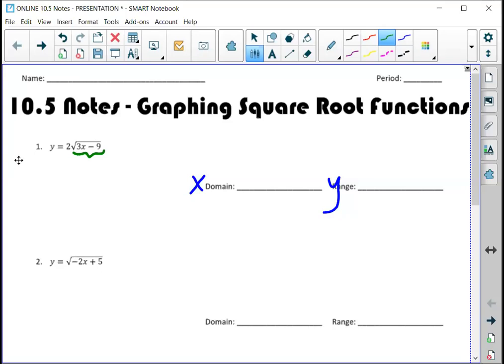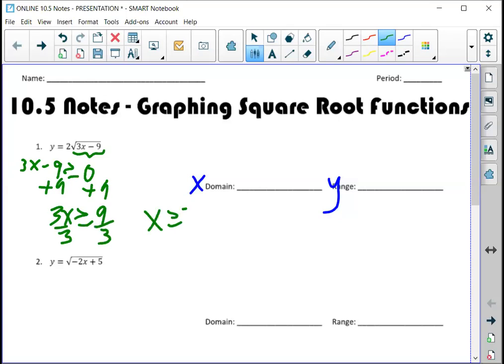We're going to take the stuff under that radical, 3x minus 9, and just set that greater than or equal to 0 to represent it not being negative. Then we're just going to solve that, and that's actually going to directly give us our domain. So we're going to add 9 to both sides to get 3x is greater than or equal to 9, and then divide both sides by 3 to get x is greater than or equal to 3. That's telling us the possibilities for x. So that's our domain right there. X is greater than or equal to 3.